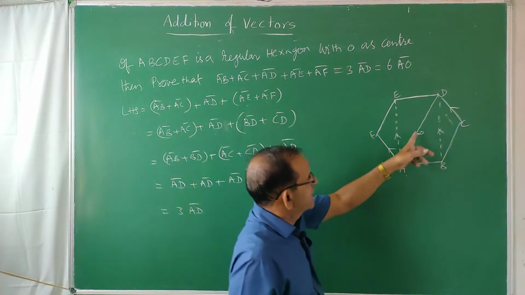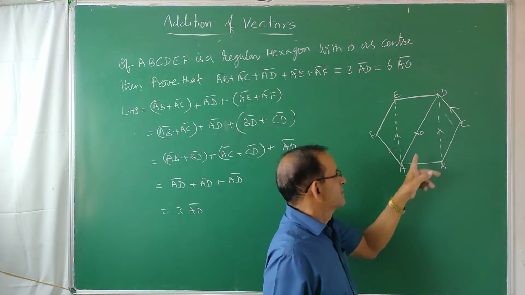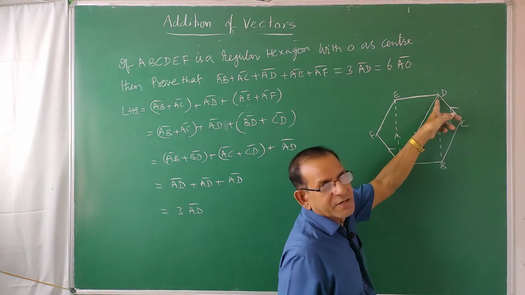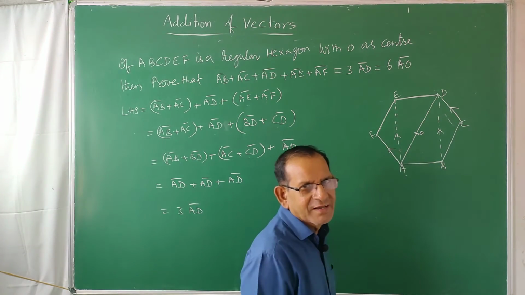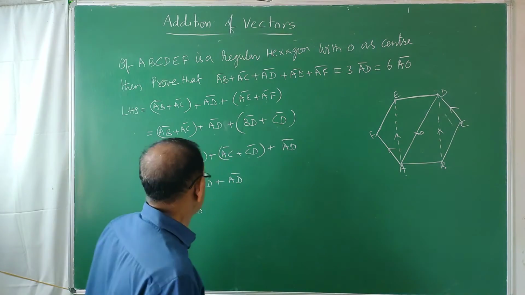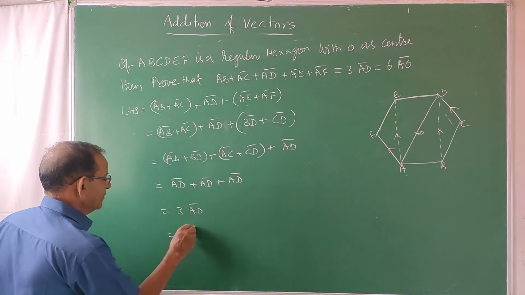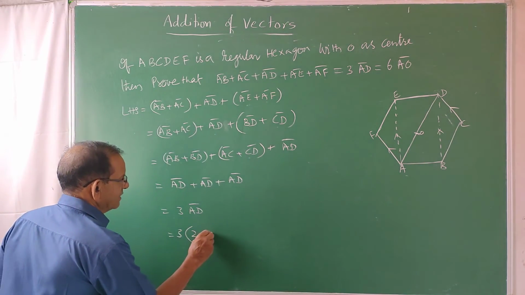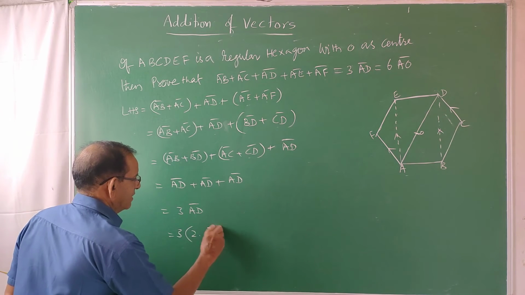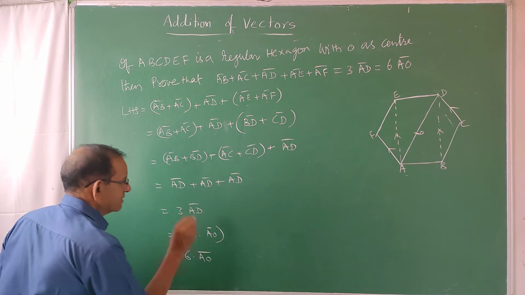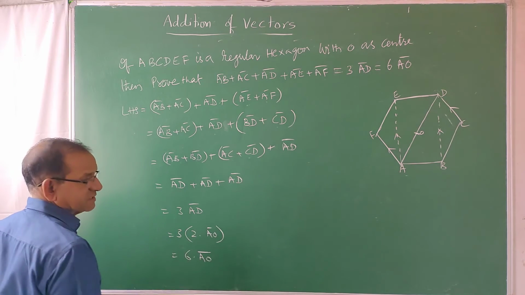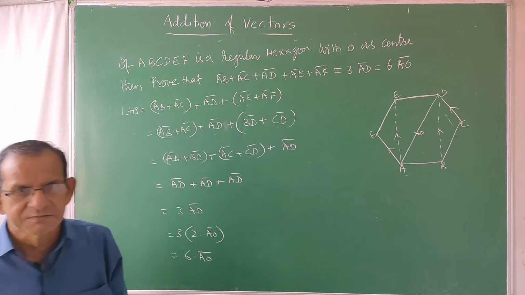O is the center of the hexagon. So, AO bar is equal to OD bar. That means AD bar is 2 times AO bar. That is 3 into AD bar is 3 into 2 times AO bar. So, that is equal to 6 times AO bar. 3 times AD bar is equal to 6 times AO bar also.